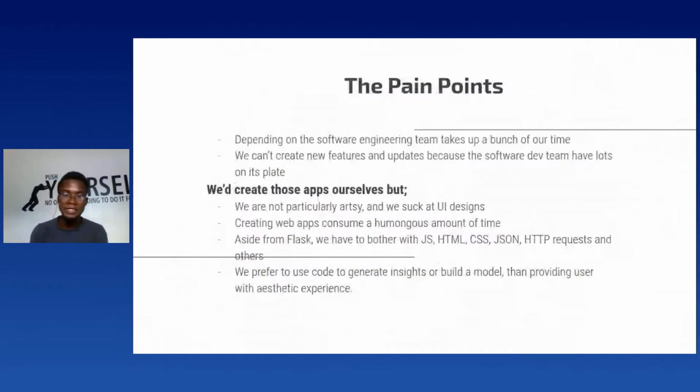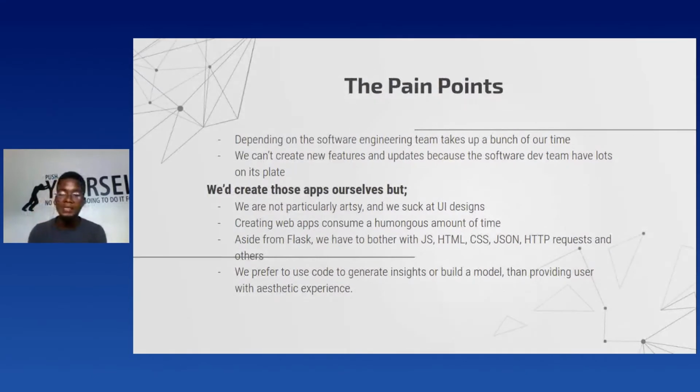Now that leads us to our pain points. The pain points are, number one, the software engineering team. When you depend on them because they are handling lots of projects, that means that it takes up a bunch of your time. The communication to and fro is always difficult and messy to maintain. And of course, you can't just create new features and updates on the whim because the software development team have lots of projects they're monitoring.